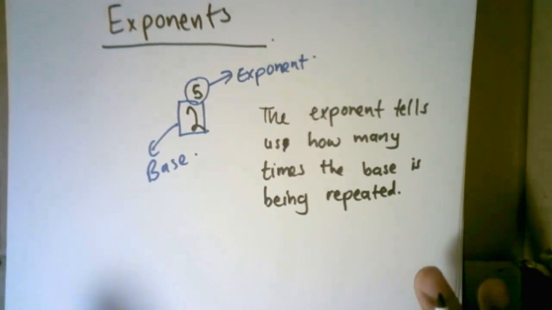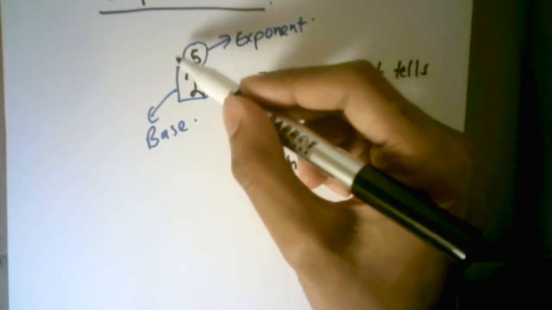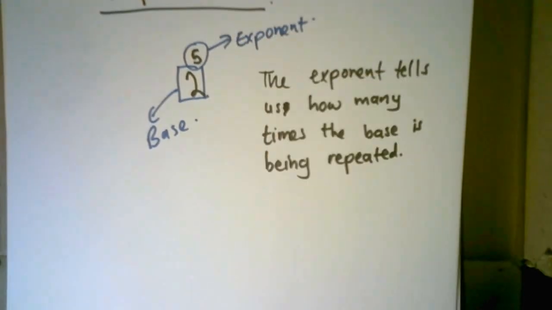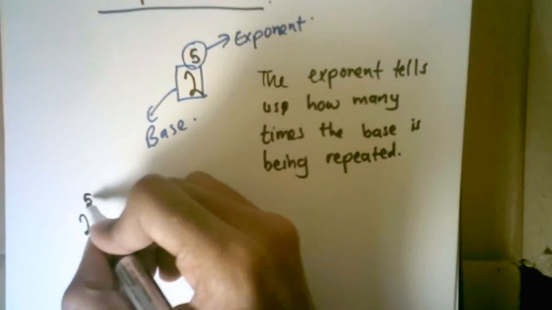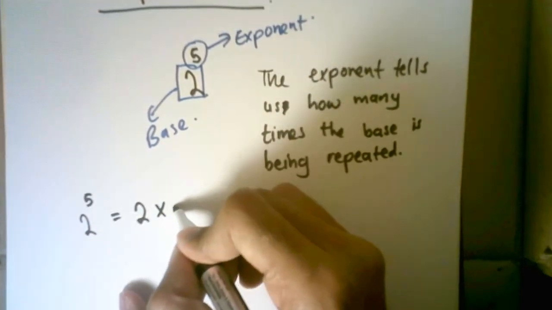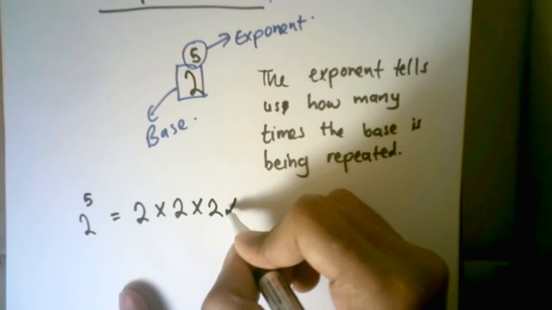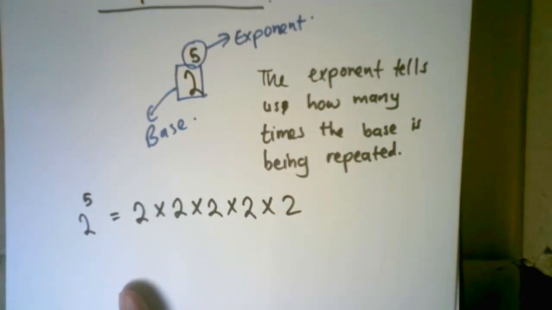As I mentioned, we read this as 2 raised to the power of 5. The exponent is 5, the base is 2. By our definition, this means that the base 2 is being repeated 5 times. So 2 raised to the power of 5 is equal to 2 times 2 times 2 times 2 times 2.